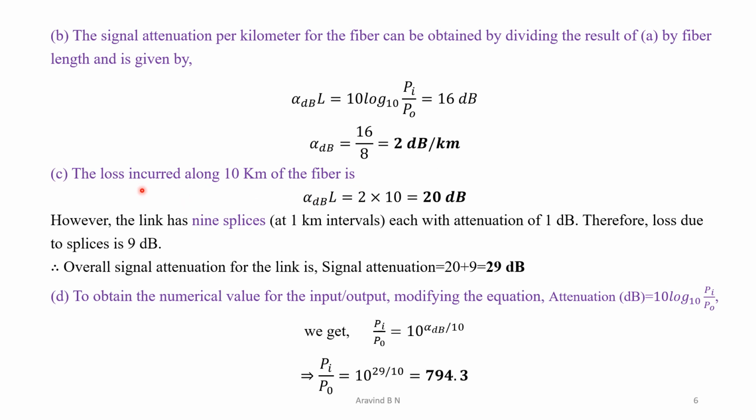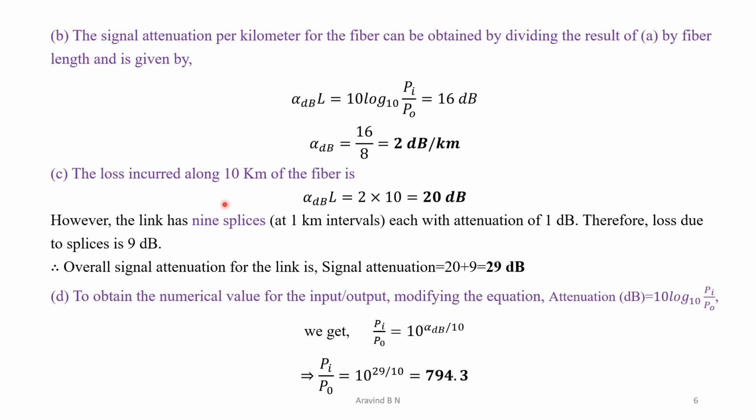Coming to C. In sub question C, the length is different. We have to calculate it for the 10 kilometer distance. The attenuation per kilometer is 2 dB per kilometer, which has already been calculated. Now with the same concept, if the length is 10 kilometer, what will be the attenuation? It is quite simple. Alpha in dB into L is going to give us the result. Alpha in dB per kilometer is 2, into total distance 10 kilometer. So 2 into 10 is the 20 dB we are going to have as the answer.